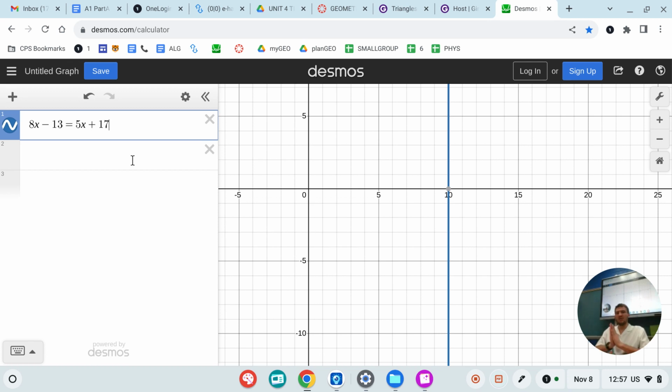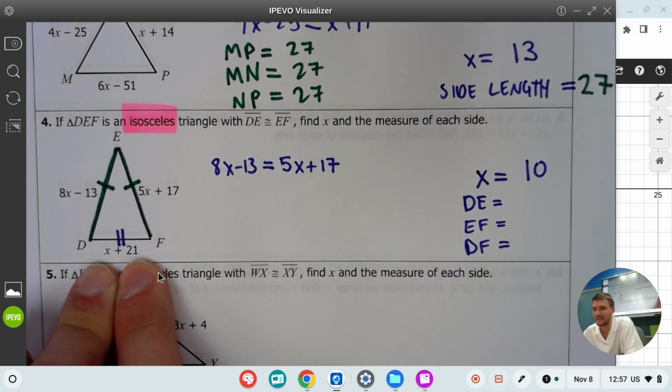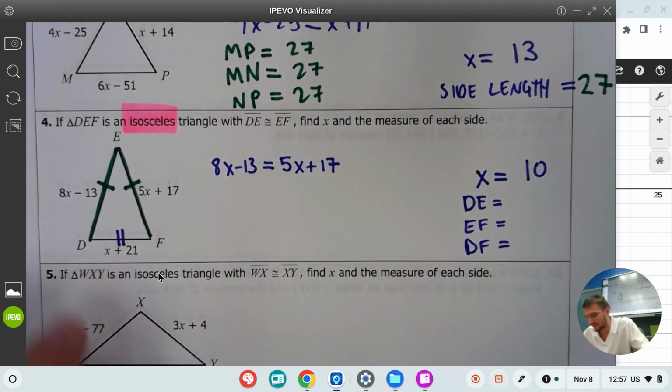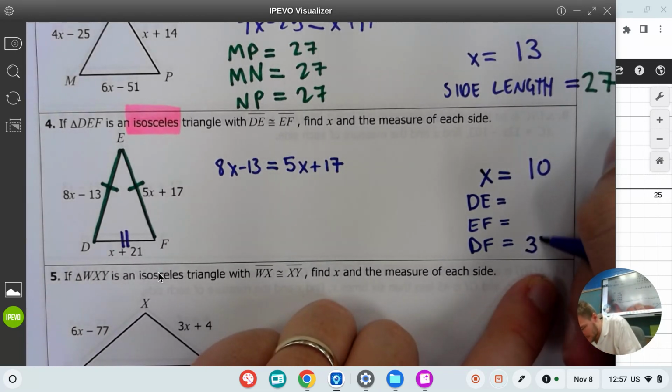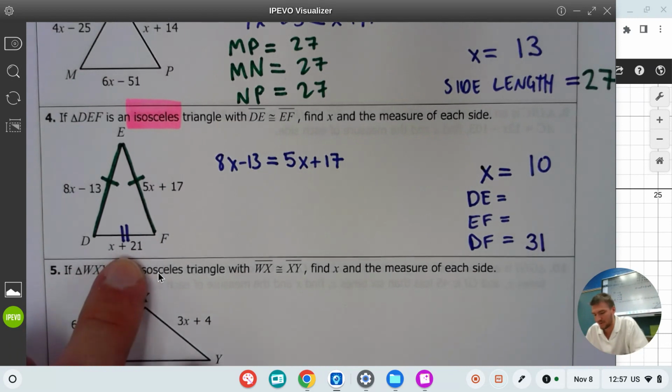Now, waiting on you, who can tell me the length of one of the sides? Tell me what DE is, tell me what EF is, tell me what DF is. I'll give you a hint, right? Look at DF. Can you do this in your head? X plus 21? What's x plus 21? 31. All right, and that's DF, right? 31. I can do that in my head. It says x plus 21, that's 10 plus 21, done.